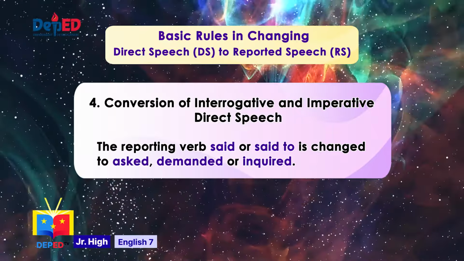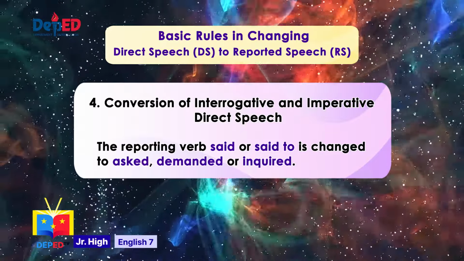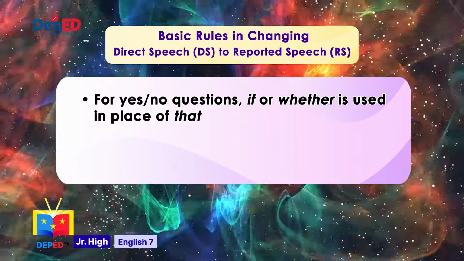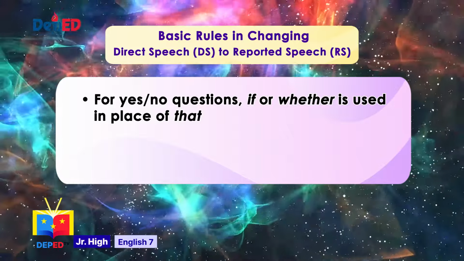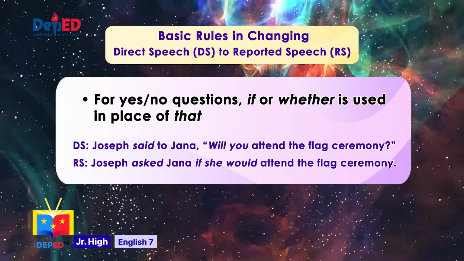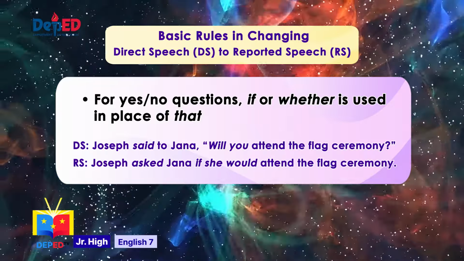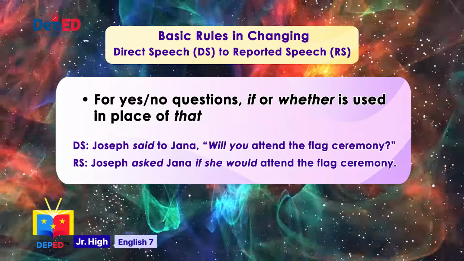Here's the conversion of interrogative and imperative direct speech. The reporting verb said or said to is changed to asked, demanded, or inquired. For yes or no questions, if or whether is used in place of that. DS. Joseph said to Jana, "Will you attend the flag ceremony?" RS. Joseph asked Jana if she would attend the flag ceremony.